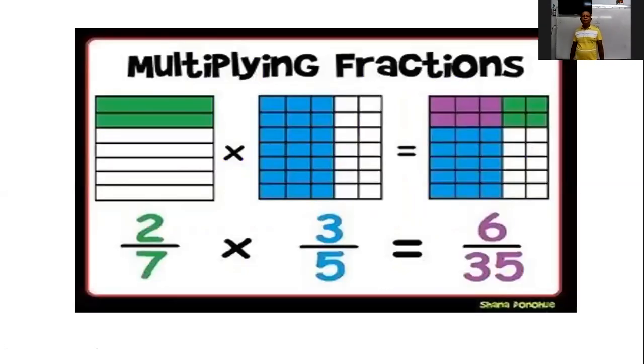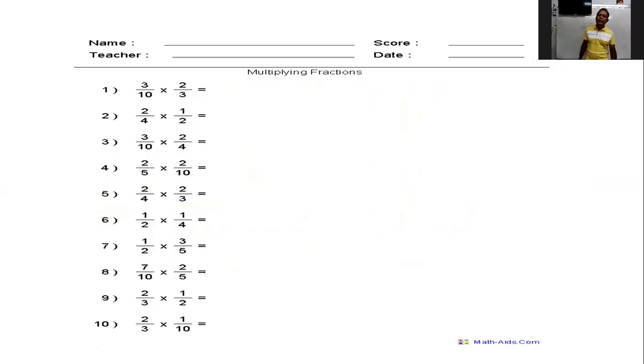Another example. Here we have 2 over 7 times 3 over 5. You have 2 times 3 equals 6, and 7 times 5 is 35. Now, this is the very time wherein you will use your pencil and paper. Get your notebook now or a piece of paper and solve these problems. I want you to really see whether you know how to do it. Remember, there are only 2 steps.